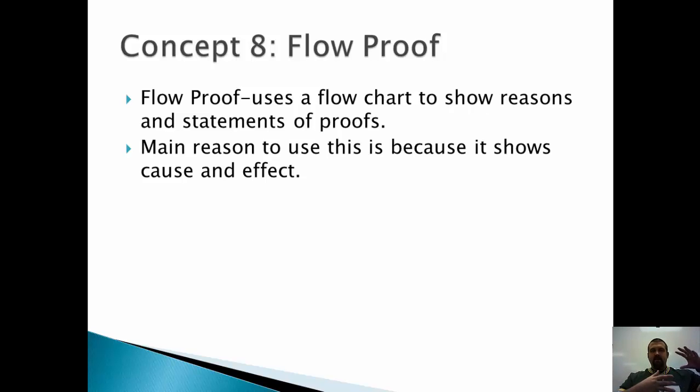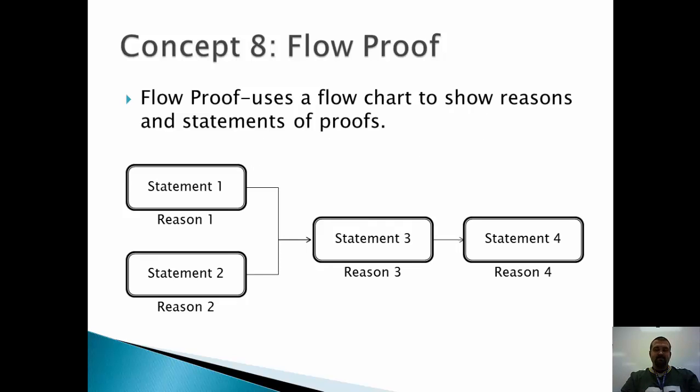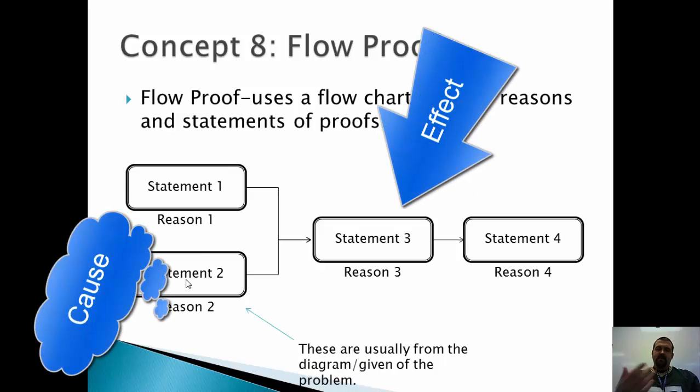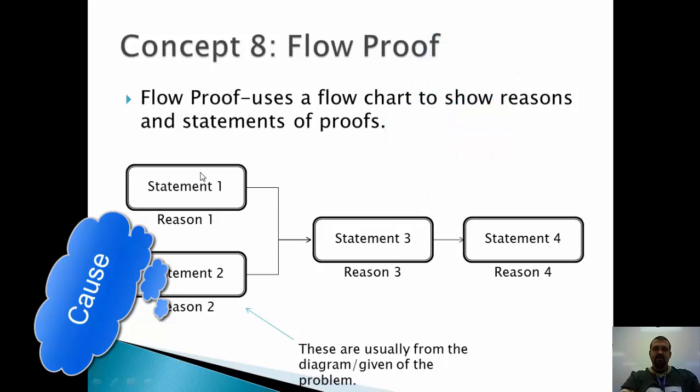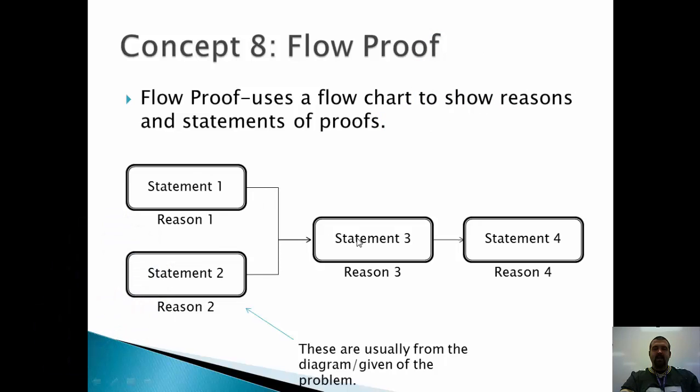These statements cause these statements, which cause these statements, and they're all connected by arrows with the reason that we can say them underneath. An example would be like this. Over here on the left side, these would usually be the first two statements. They're usually a given or something I pull from the diagram. The next ones over here are the effect of these ones being true. So there's arrows leading to them, so these two statements actually combine to make this one here.